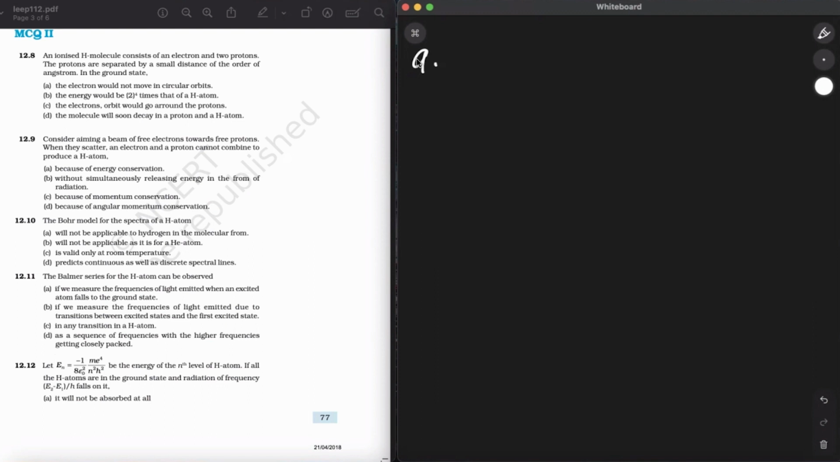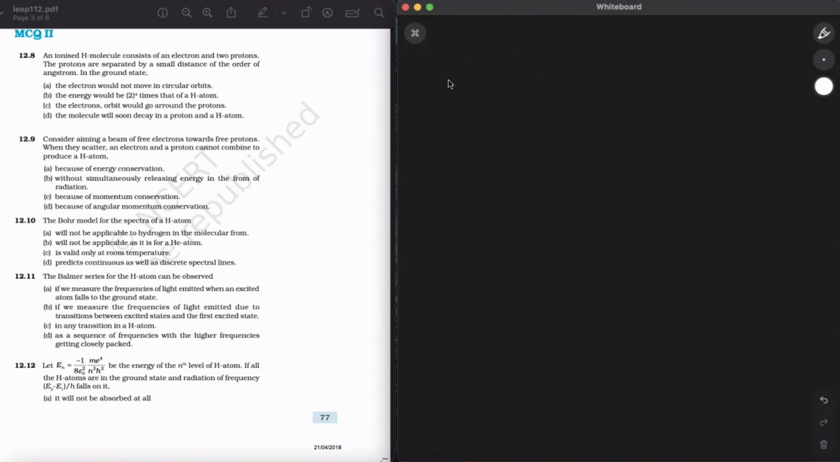Because of momentum conservation, no, it does not play any role in this combination. Momentum will be conserved, I agree, but it will not play any role. Because of angular momentum conservation, same thing goes for angular momentum also. It will be conserved, I agree, but it will not play an impactful role or any role in the combination that we are talking about. Option D is also incorrect. The correct options for question 9 were option A and option B.